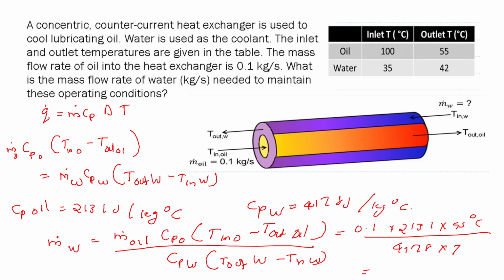So how much are you getting for the value here? It will be 0.33 kilogram per second.